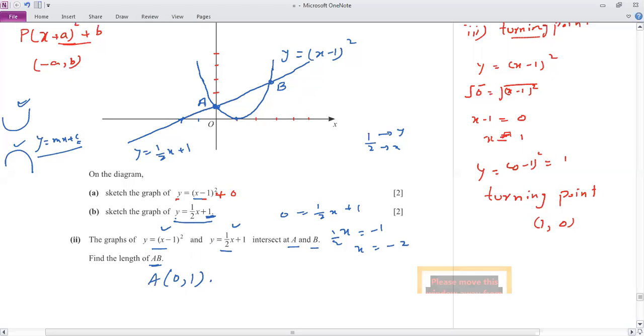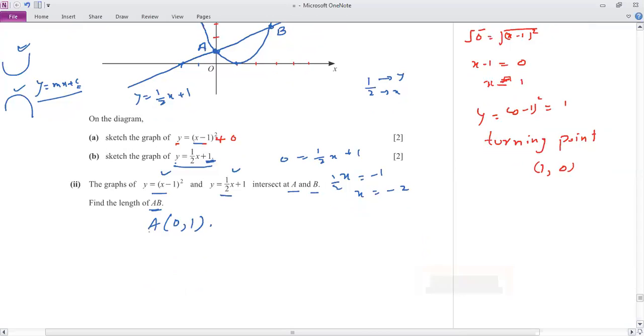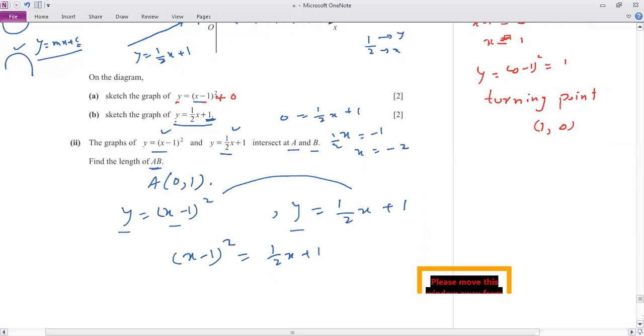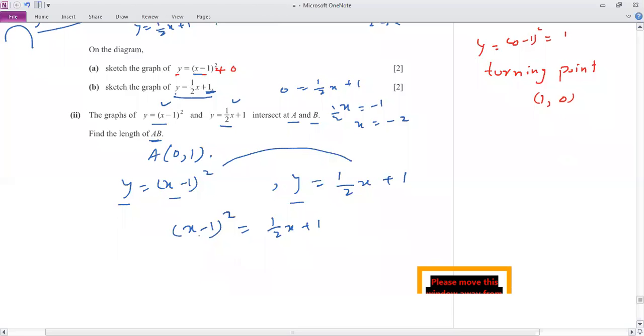So to find point B, this is y is equal to (x minus 1) squared, and the other one is y is equal to 1 over 2x plus 1. You can see this is y, this is y. It means both of these are actually equal. Put them equal, and then simplify it to get the value of x and y. So I will expand the square from here. Expanding the square, it will become x squared plus 1 minus 2x. And this side is 1 over 2x plus 1.